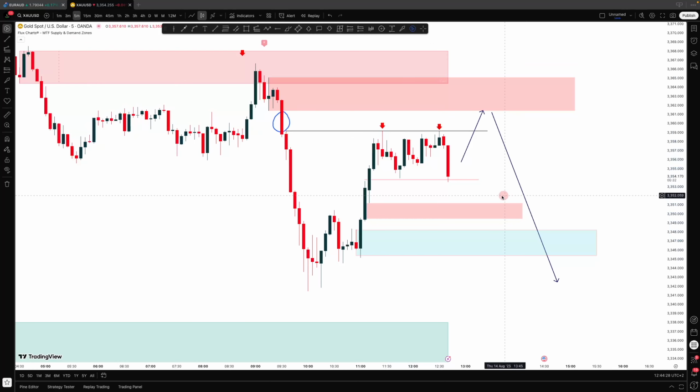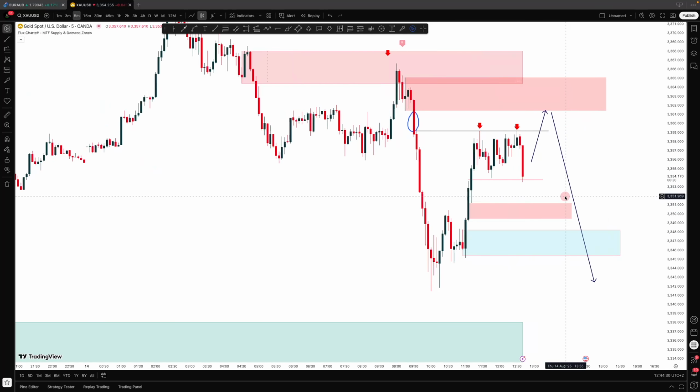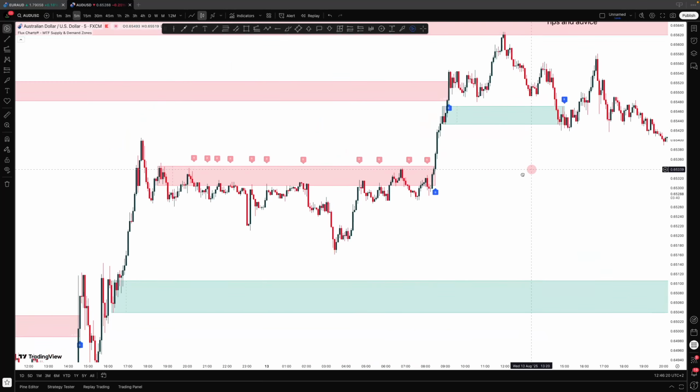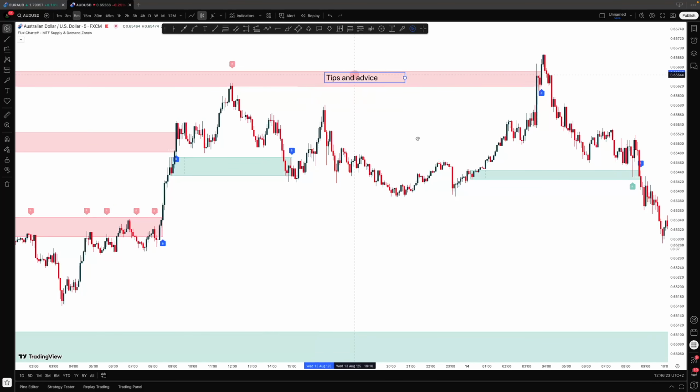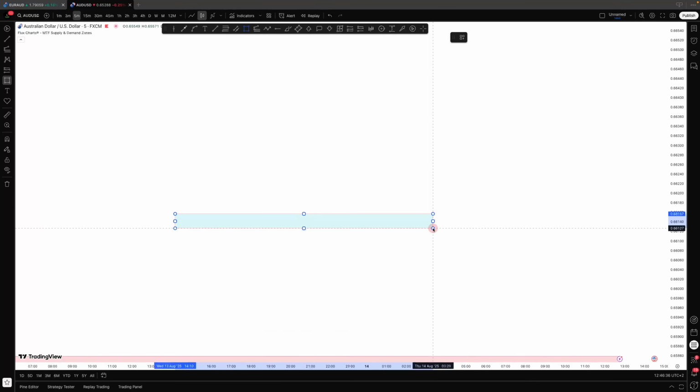Even if you're using any indicator or whatsoever, you have to at least confirm your entries. Don't go blindly on every indicator that you see in the market. So right now I want to show you another example of how you can spot supply and demand zones. If I give you some tips and advice, when you use any supply and demand zone, I like to use them with, let's say, a demand zone like this.